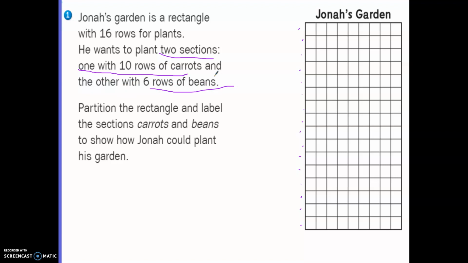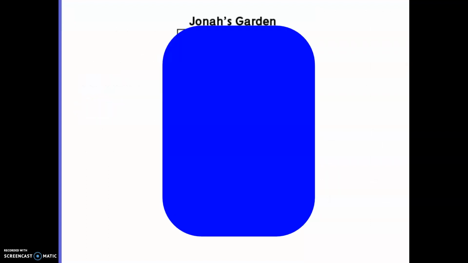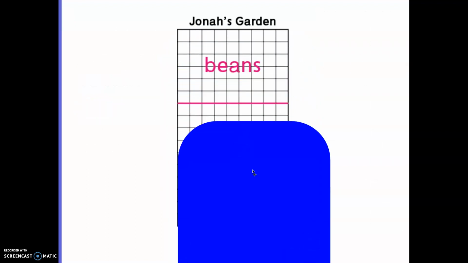Your task is to partition the rectangle, and the word partition we've used many times this year in math. Partition means to divide or to separate. So you need to partition that rectangle into two sections. One section that would hold his carrots, one section that would hold his beans, and label the sections carrots and beans to show where he's planting those in his garden. Pause the video while you figure that out in your math journal, and then come back.